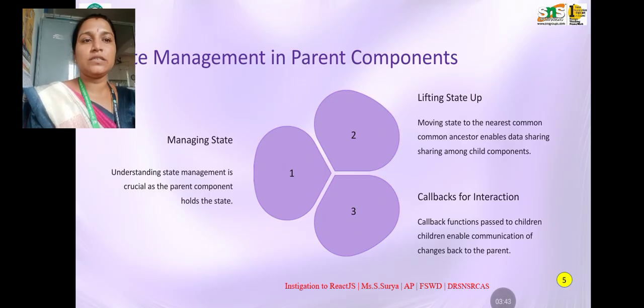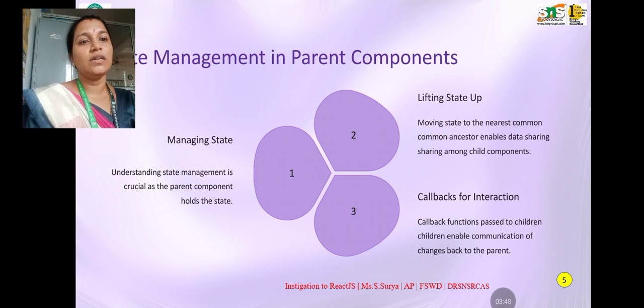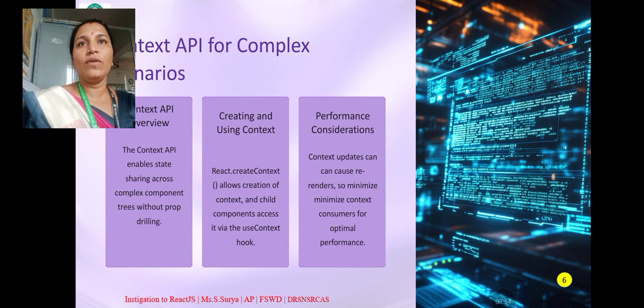And callbacks for interaction: each callback function passed to the child enables communication with the parent. The best practices are: first, always use props for parent-to-child communication. Second, use callback functions. Third, keep components modular and reusable. Fourth, use prop types and TypeScript to validate props. And the last one is the Context API, since complex apps suffer from deep prop drilling.